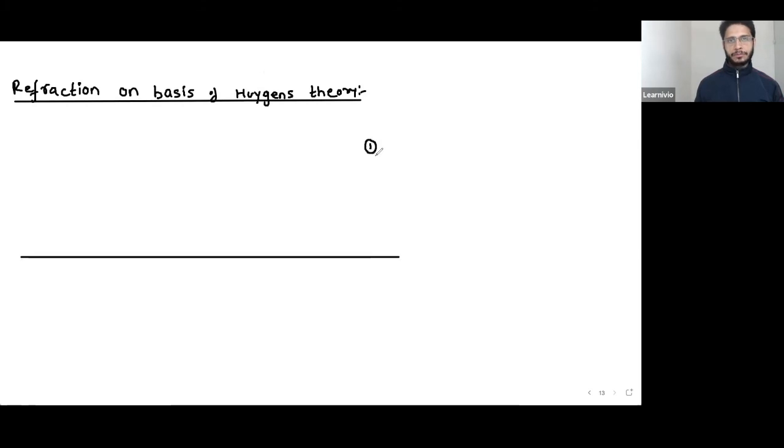So this is the interface which separates two media. Medium 1 and medium 2. The refractive index of medium 1 is N1. The refractive index of medium 2 is N2. So basically you have to prove Snell's law here. Sin I by sin R is N2 by N1. So this is the incident wavefront.